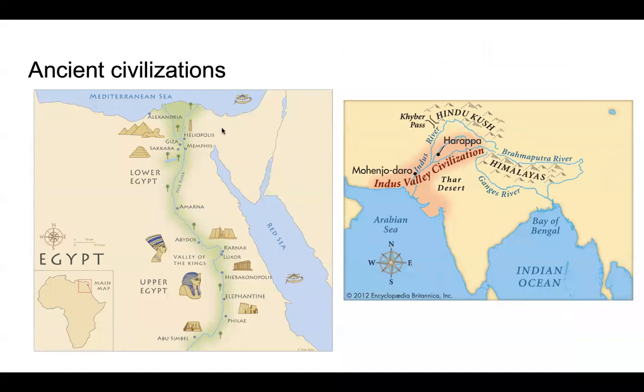And the ancient civilizations, right? Let's look at ancient Egypt. You see, like the settlements seem to be all along the Nile River, and then Indus Valley civilization, right? They are all around the Indus River.